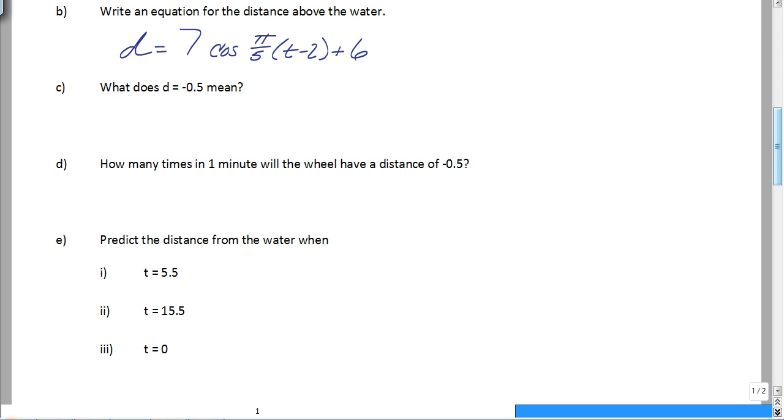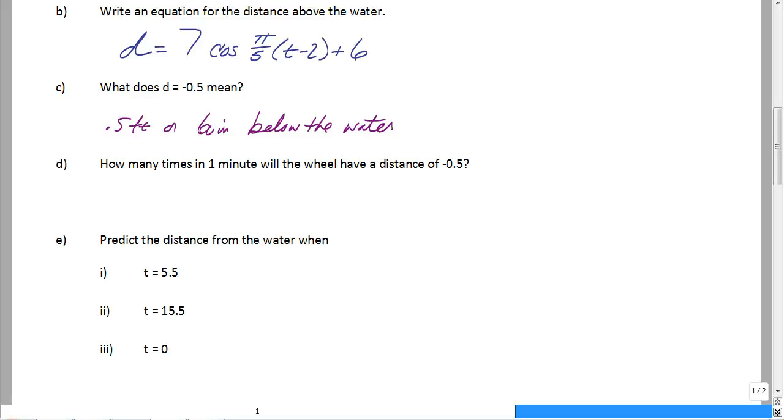So first of all, what does d of -0.5 mean? Well, if you think about that, negative has to mean it's under the water. And 0.5, since this is in feet, basically means that it is 0.5 feet or 6 inches below the water. That's what it means.